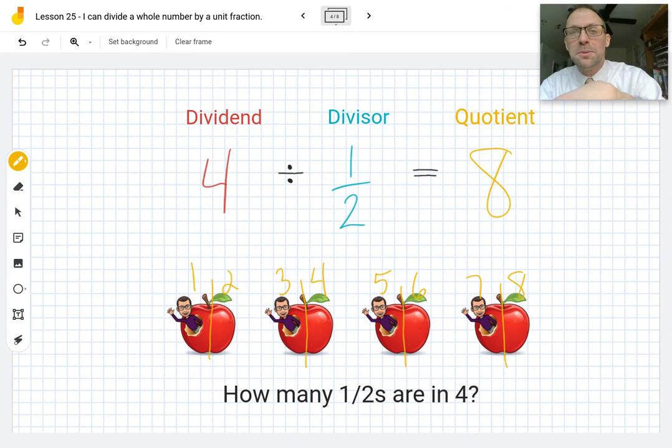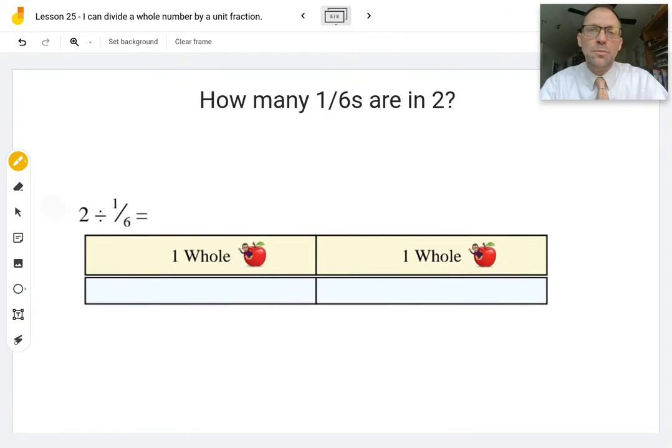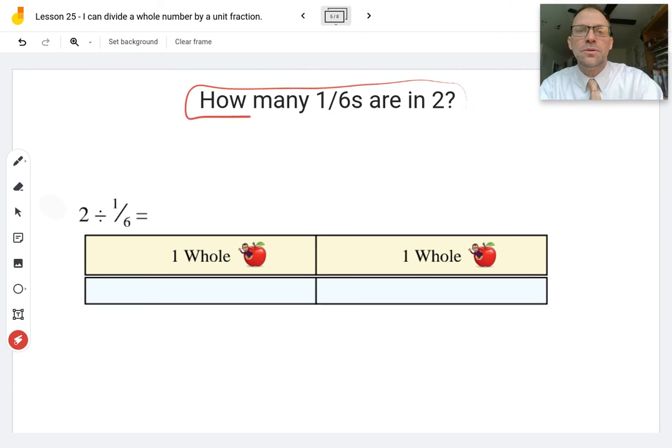All right, let's try another one. Now, we're going to move away from using apples as our model and move into these bar models. What we see here is called a bar model. And in a bar model, each full bar is considered one whole. And I put an apple next to it in case you want to keep relating one whole to one whole apple. Okay, but these are the bar models that you'll also see in your practice work. So here we have the problem, 2 divided by 1/6. That's the same thing as saying, how many 1/6 are there in 2?